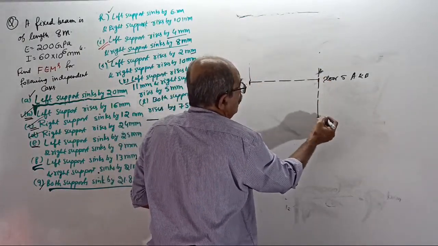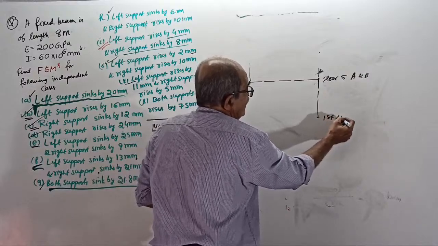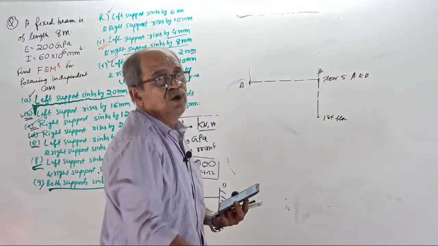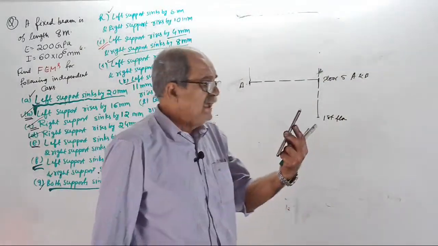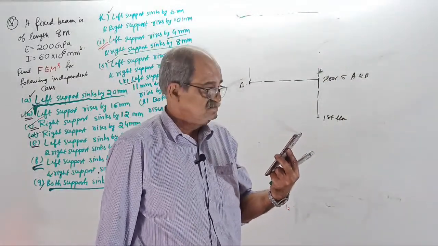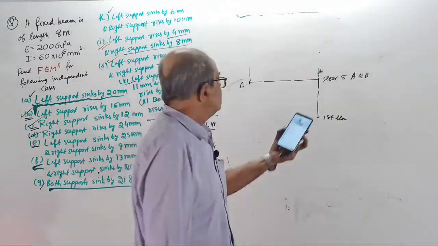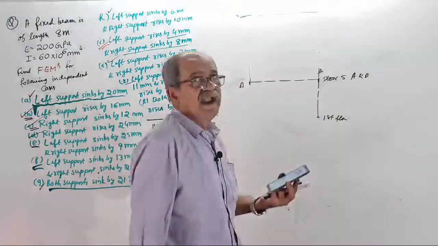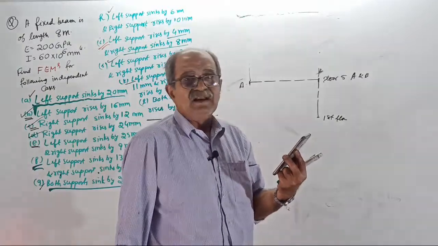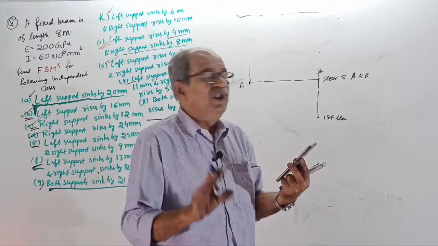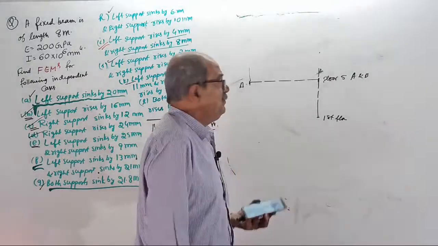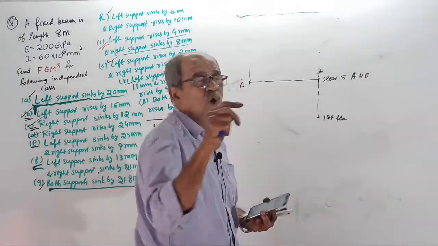Now, A remains here only. B goes to 1st floor. He will go down to 1st floor. Delta. A is in the 5th floor only. B has gone down to 1st floor. Where is B with respect to A? Think a little and tell me. A has not moved. B is delta equal to 4.